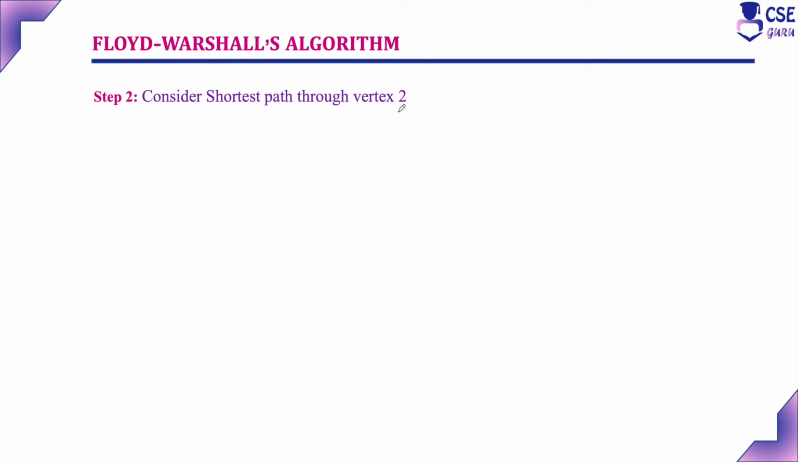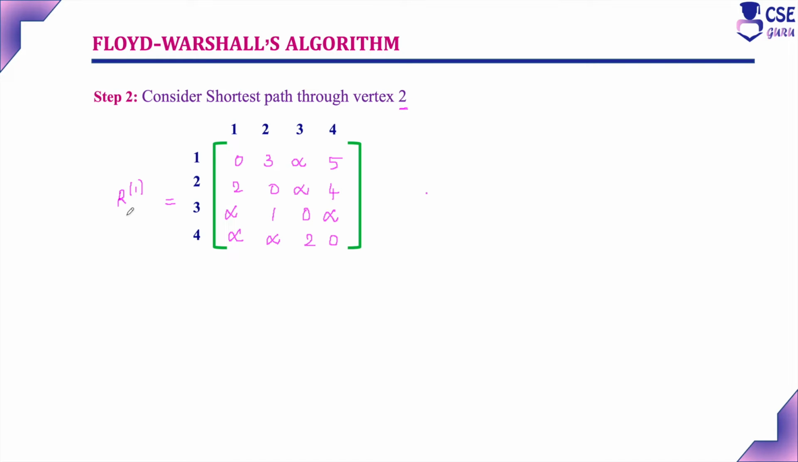Next is step 2. Consider the shortest path through the vertex 2. So here we need to consider the matrix R of 1. So this is the new matrix we have found out in step 1. Since we are considering the intermediate vertex as vertex 2, we should not disturb the row values and column values of vertex 2. And the remaining positions we need to find. And the new matrix what we are going to find is R of 2.